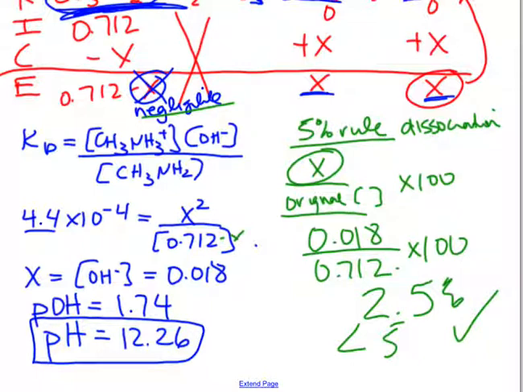I would just make it a good practice every time you do a problem that you dropped X. Just check. How hard is it to divide that X into the original concentration, just to see? Show percent dissociation. That's it. And say less than 5%, therefore allowed to drop. All right, so that's it.